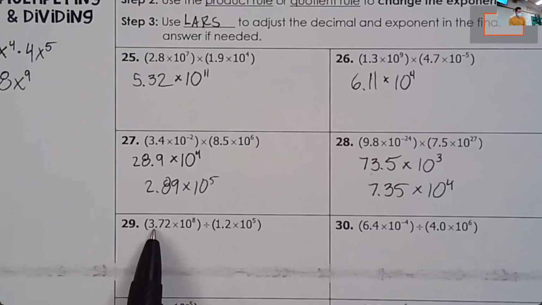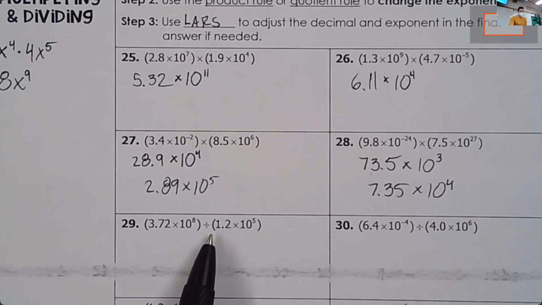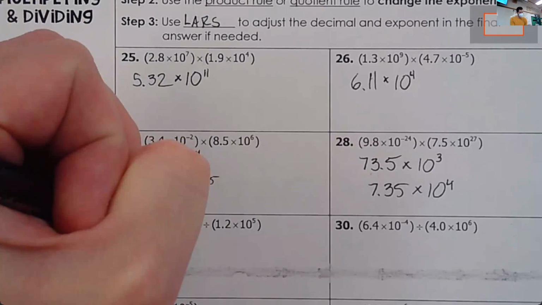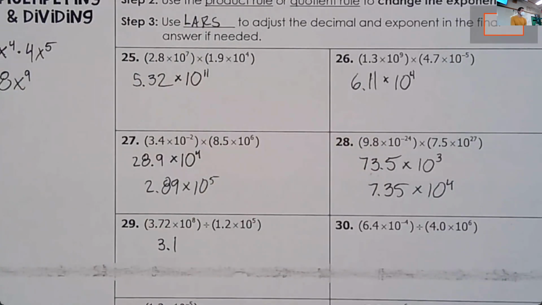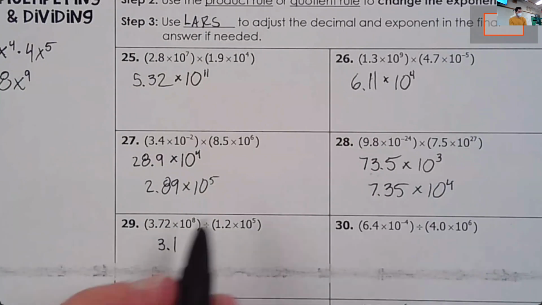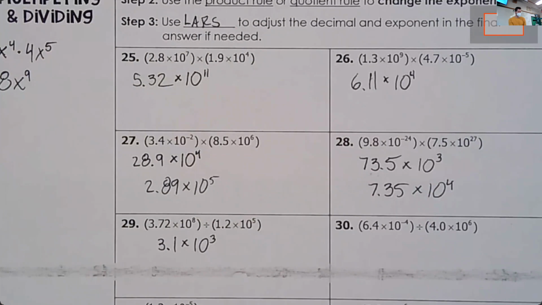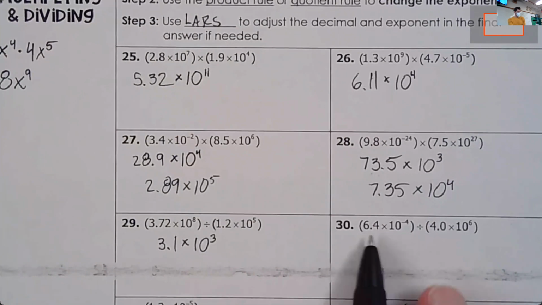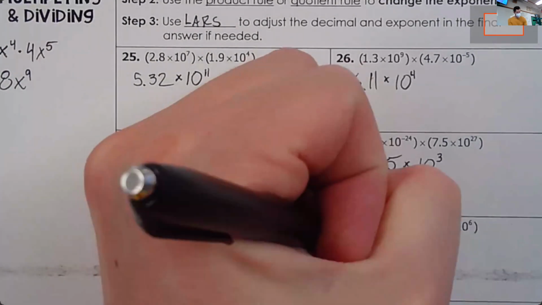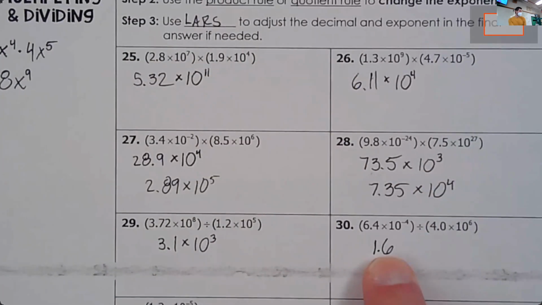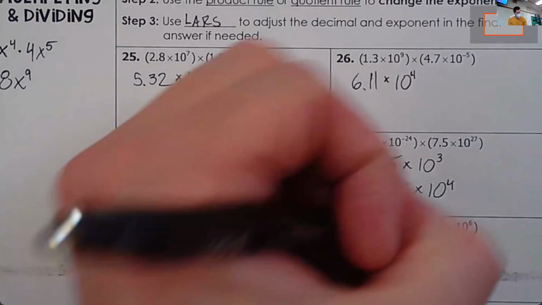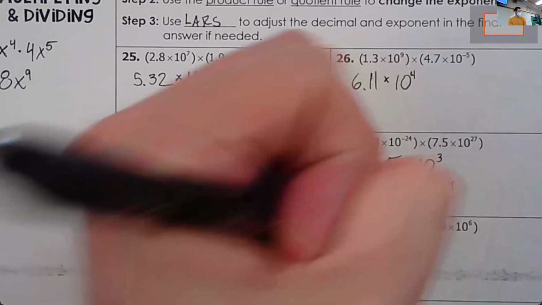So 29, you're going to take 3.72, divide by 1.2, and that is 3.1. And then subtract the exponents because we're using the quotient rule now instead of the product rule. 8 minus 5 is 3, so that would be times 10 to the third power. For number 30, 6.4 divided by 4 is 1.6, which means we're not going to have to make an adjustment on this one. And then subtract the exponents. Negative 4 minus 6 is negative 10, so that'd be times 10 to the negative 10th power.